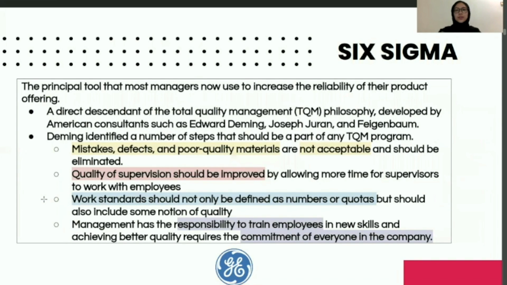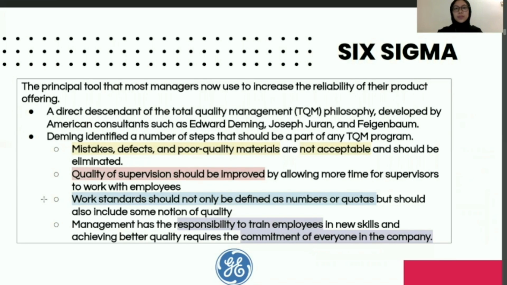The next thing that we're going to discuss is Six Sigma. The Six Sigma methodology is a principal tool that most managers now use to increase the reliability or the quality of their product offering. Six Sigma is a direct descendant of the Total Quality Management, or the TQM philosophy, developed by a few American consultants such as Edward Deming, Joseph Juran, and Feigenbaum.